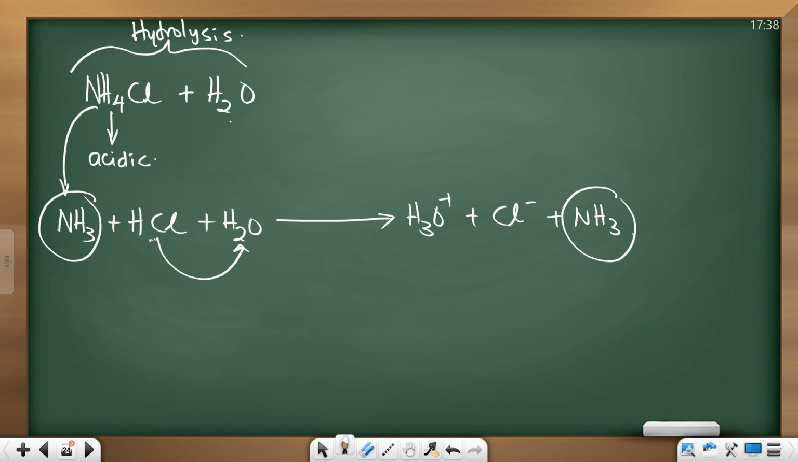It's fine. If you didn't break it up, this is just to show you how to get to it. If you didn't break it down, there's no stress, my child. You just write H3O plus, Cl minus, and you can still show the ammonia. There's nothing wrong with that.